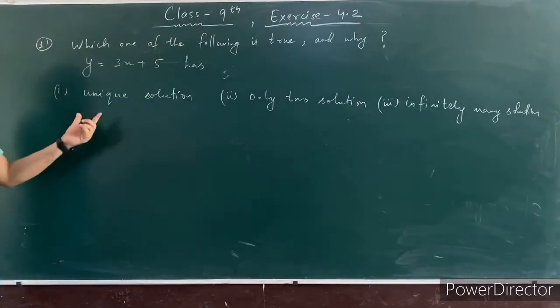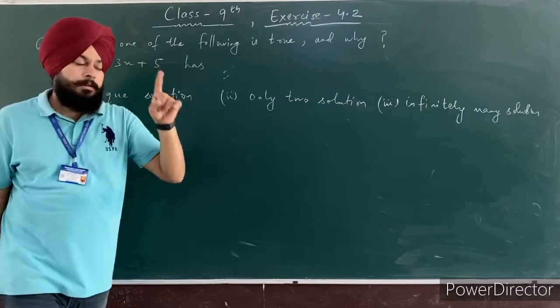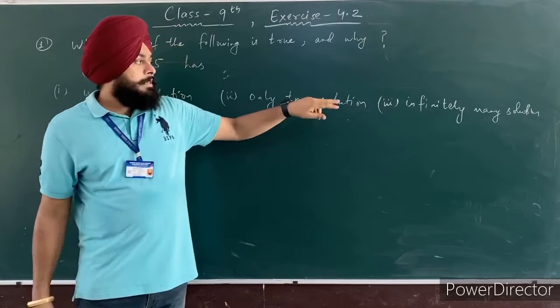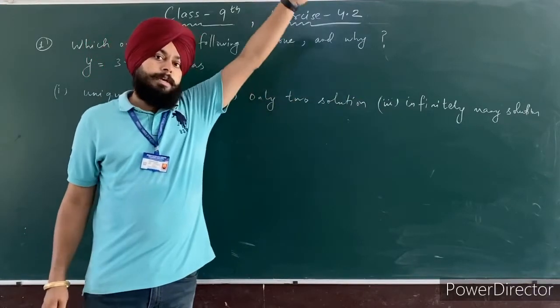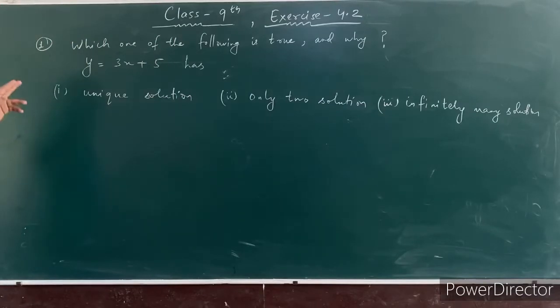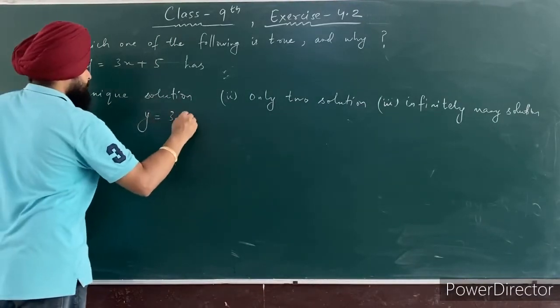So unique means what? Unique means different, or you can say only one. Second is only two solutions, and third one is infinitely many. Many means so many, more than one. Clear students? So which one of the following is true and why? The equation is y is equal to 3x plus 5.